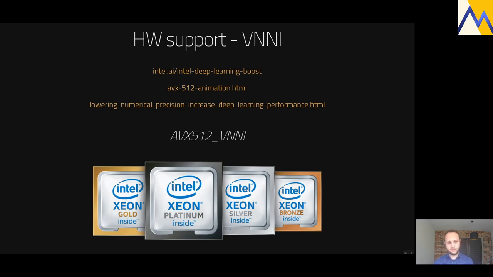Vector Neural Network Instructions. There is a cool animation about this explaining that. You can read more about this in this Intel Deep Learning Boost article, and some kind of article or more like a white paper about using this lower numerical precision to increase the performance. And as I said, until quite recently, that was available in Xeons only. And I have actually checked, and since the 11th generation of desktop processors, some of them contain this instruction set. So you can actually gain if you're doing inference on your own laptop. So you might want to look for this type of instructions when you're buying a new processor.